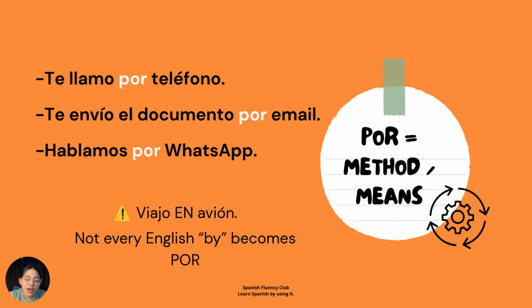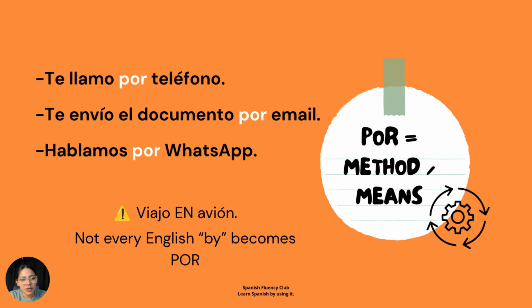Okay. We can also use por when talking about a method or means of communication. For example, "te llamo por teléfono." I'll call you by phone. "Te envío el documento por email." I'll send you the document by email. O "hablamos por WhatsApp." We talk through WhatsApp.